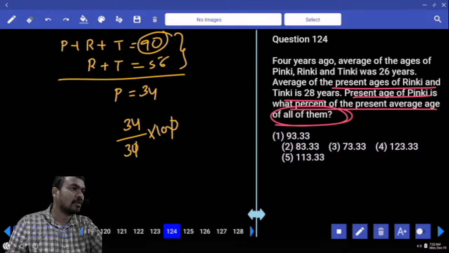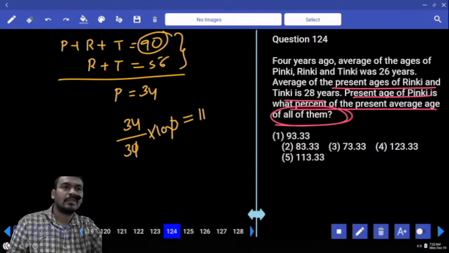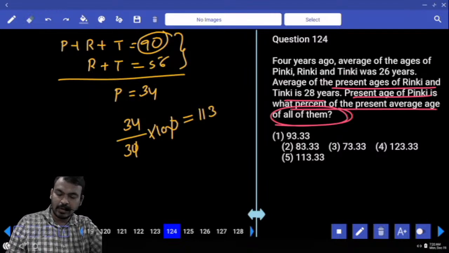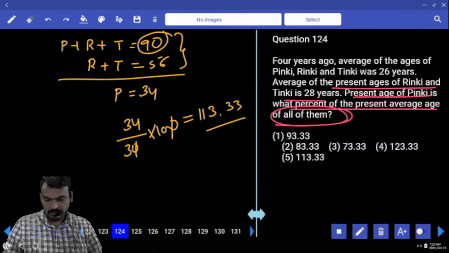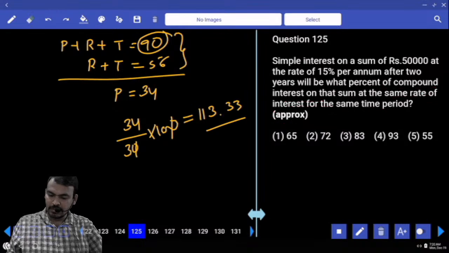It is 340 by 10. 340 by 10 means 3 how many times? 11 times. What is the remaining? 10, or not? 10 means how many times? 3 times. 113.33, or not? It's 125.